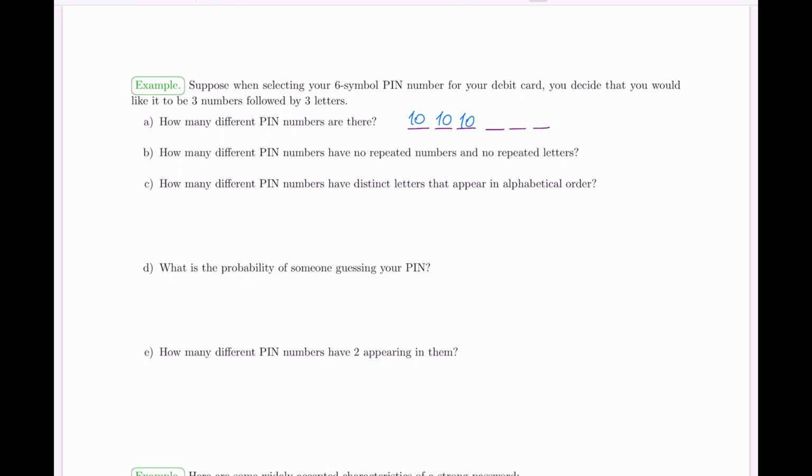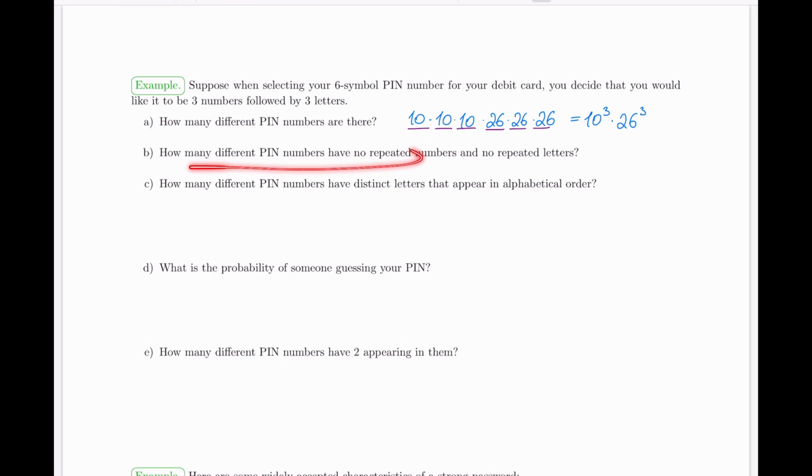Next one is also a number, so 10 more. And then I'm told that what's to follow are going to be 3 letters. Again, nothing to say whether or not they have to be distinct, so I have 26 choices for the first letter, 26 choices for the second letter, and 26 choices for the last letter. Multiplying throughout, I can see that my final answer is going to be 10 cubed times 26 cubed. You calculate that, you see how many different pins are available.